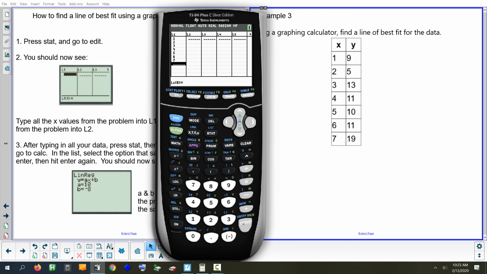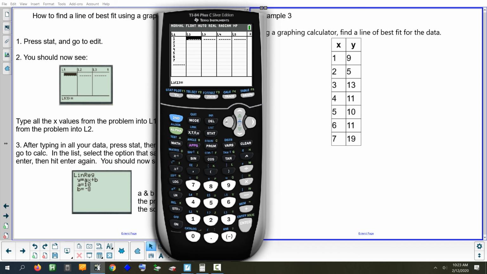Okay, next thing you want to do, press the right arrow. The right arrow moves you to the next column. Was anybody not able to get over to the next column? If you pressed it too many times, you're going to go over too many columns. We don't want to do that. You want your cursor, that black box, to be right on L2, right below it.